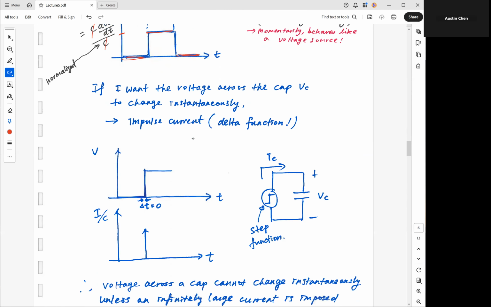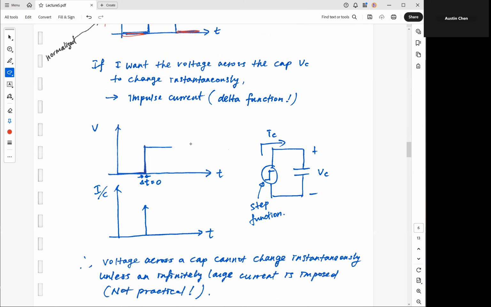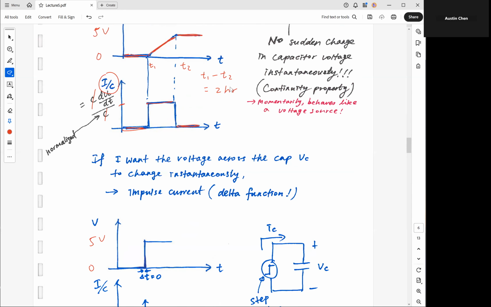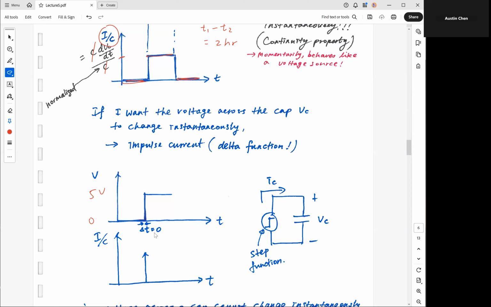So I wanted to present another scenario here. Let's say I wanted to charge my capacitor or battery. I'm using battery and capacitor interchangeably now because they behave very much the same. So if I'm charging this battery from 0 volts to 5 volts, the constraint here is that, instead of spending 2 hours, I wanted to see if there's a way for me to charge this capacitor or this battery going from 0 to 5 volt in no time.